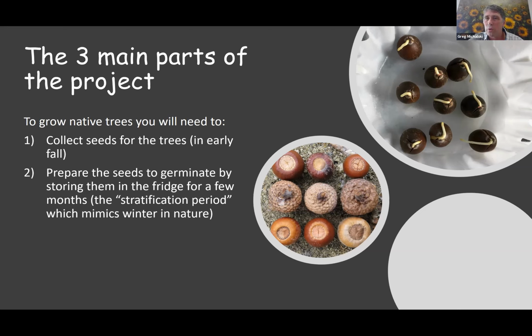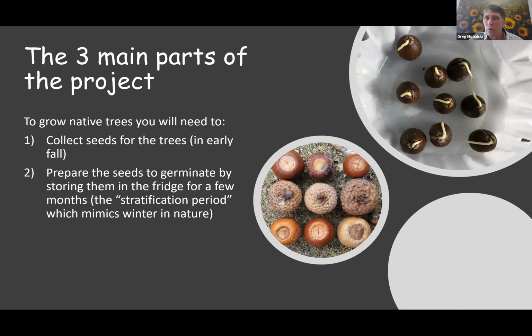And the second step is students literally put the seeds in bags and store them in the fridge for a few months. It's very easy to do, and I can show you how to do that. And then finally, in the late winter, early spring, once the seeds are sprouting and germinating, then you get them to start growing in the classroom. And so that's really it, those 3 steps.